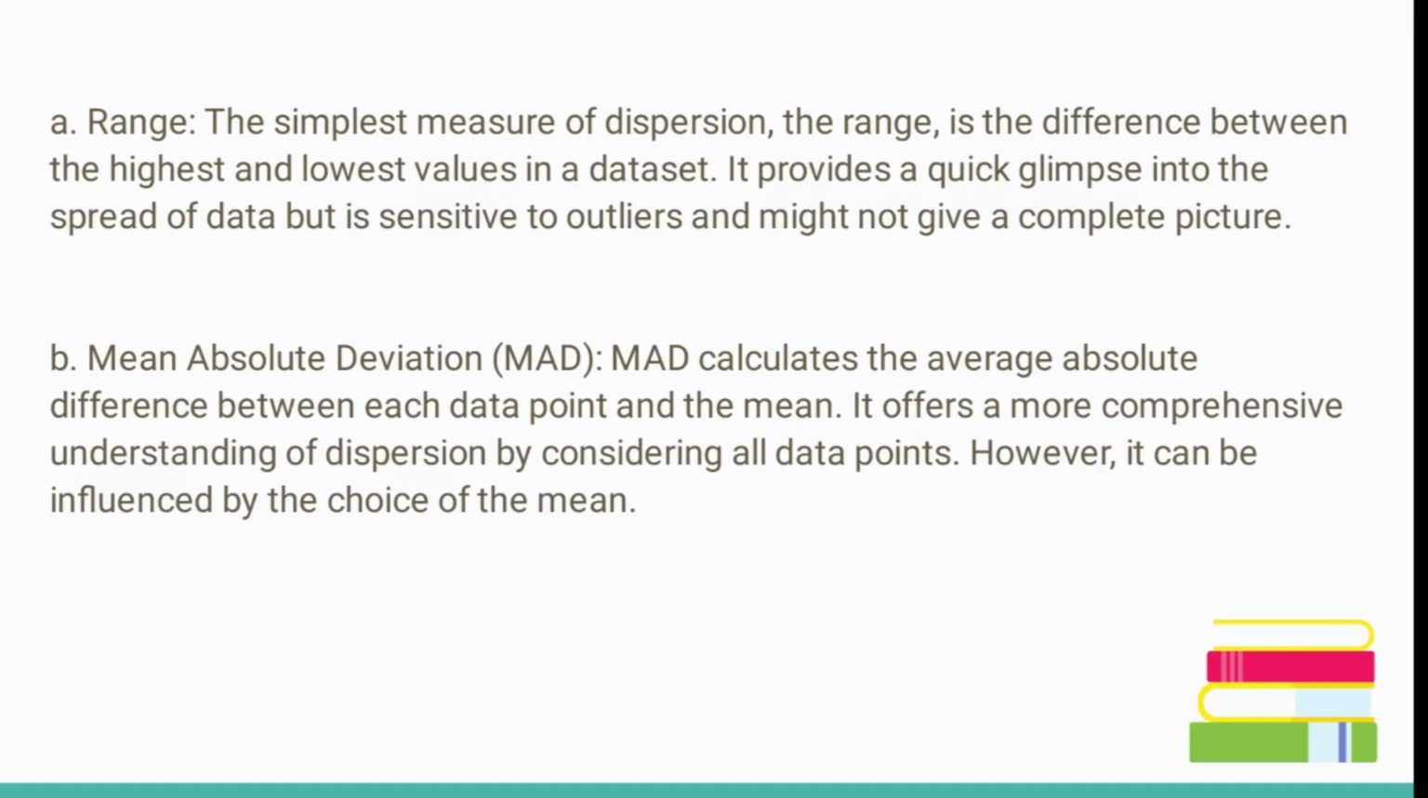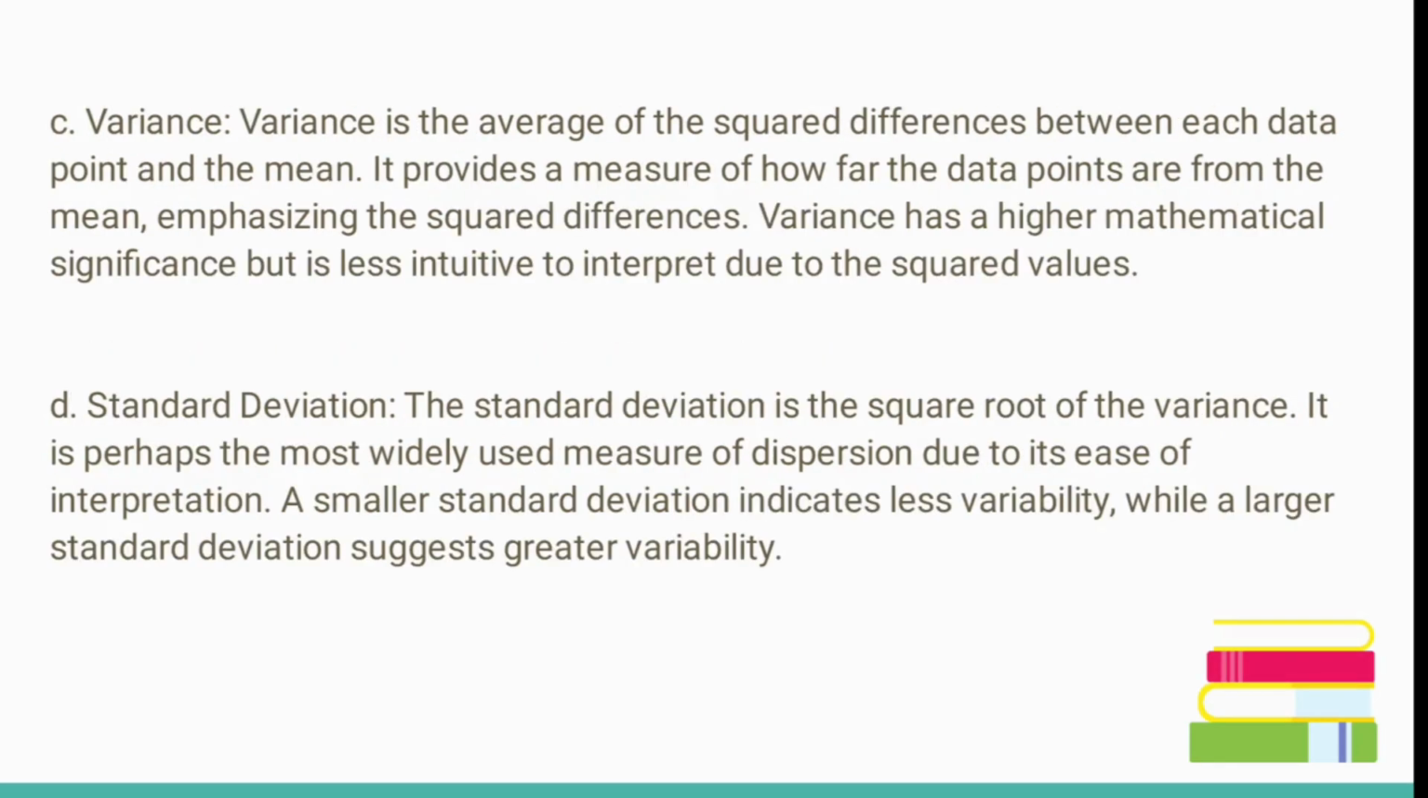What is range? Range is the simplest measure of dispersion. The range is the difference between the highest and lowest values in a data set. It provides a quick glimpse into the spread of data but is sensitive to outliers and might not give a complete picture. Mean absolute deviation. It calculates the average absolute difference between each data point and the mean. It offers a more comprehensive understanding of dispersion by considering all data points. However, it can be influenced by the choice of the mean.